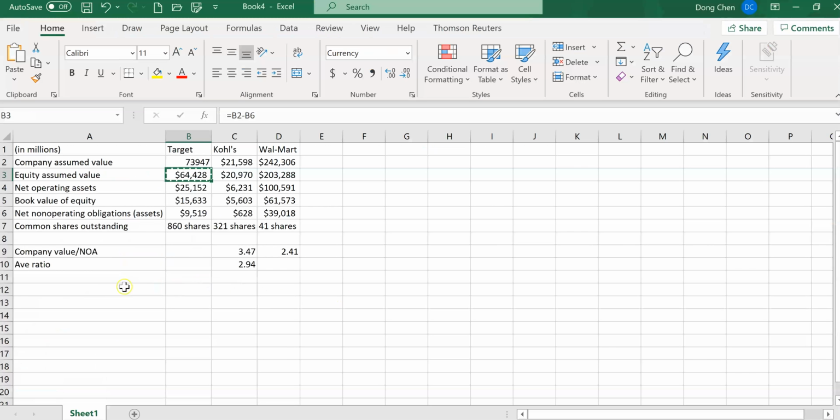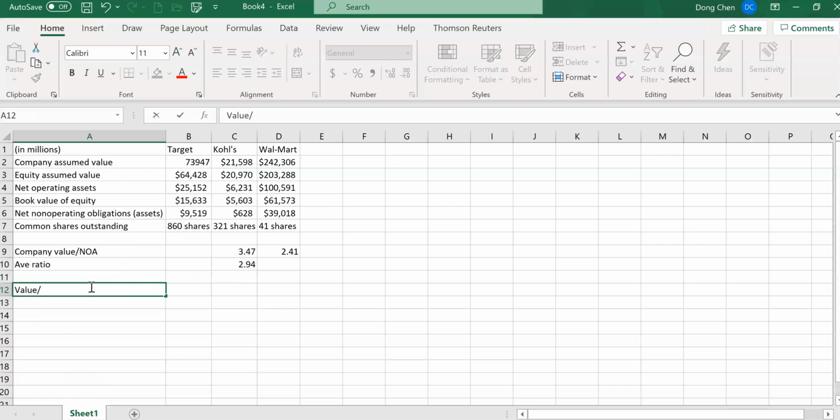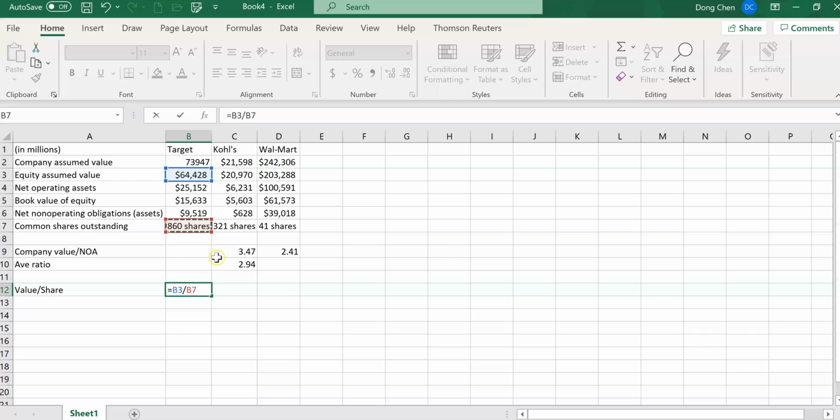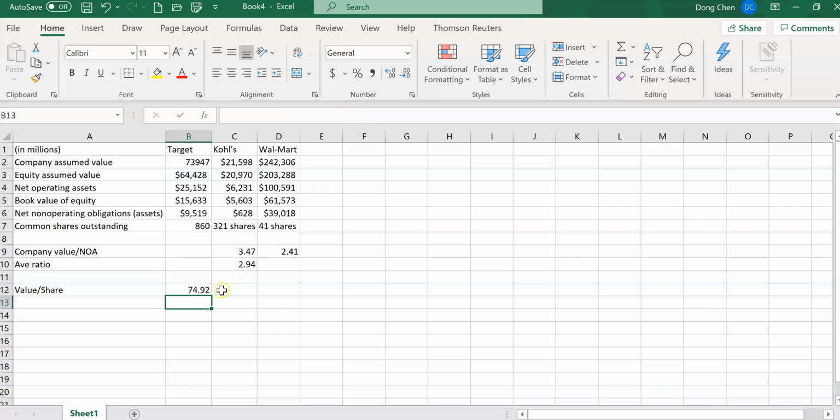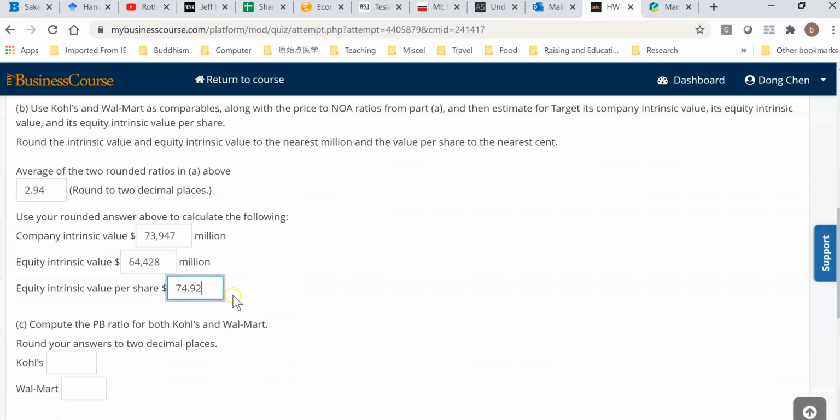Equity intrinsic value per share is simply the equity intrinsic value divided by the common shares outstanding. And before I do that, I want to get rid of the word shares because Excel won't recognize the words here. I just want to keep the number. So equals equity intrinsic value, divided by the common shares outstanding. And then remember, as we said, this needs to keep 2 decimal places because it asks us to round to the nearest cent. So this is the estimated intrinsic value per share of the equity.